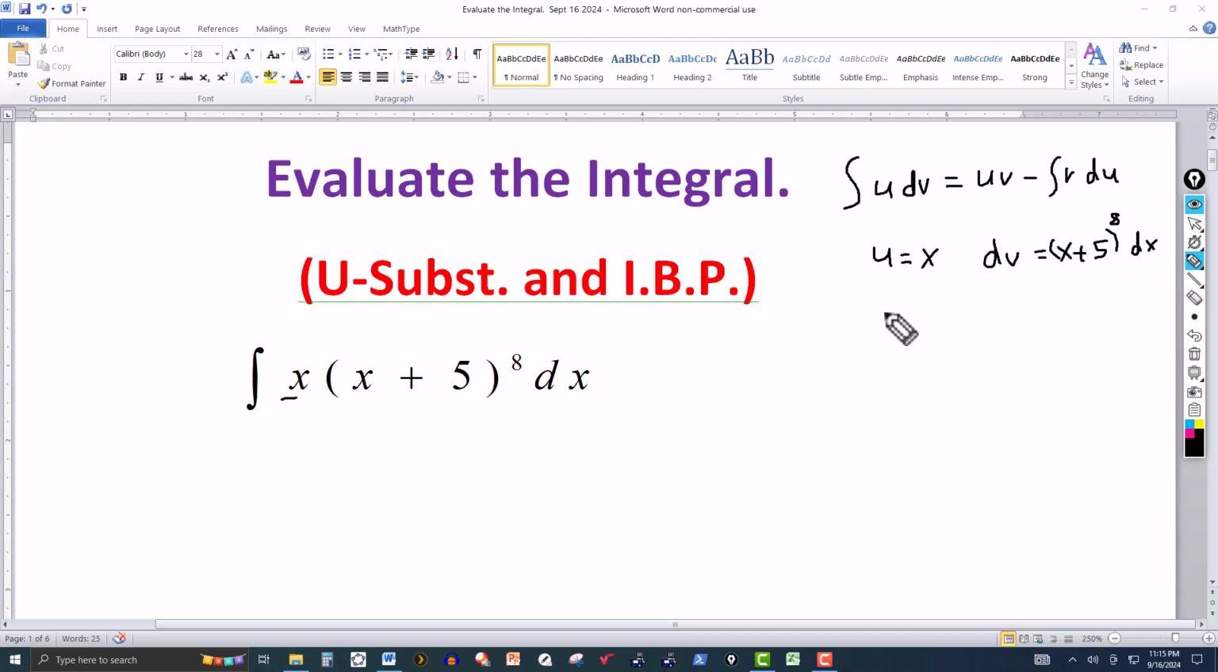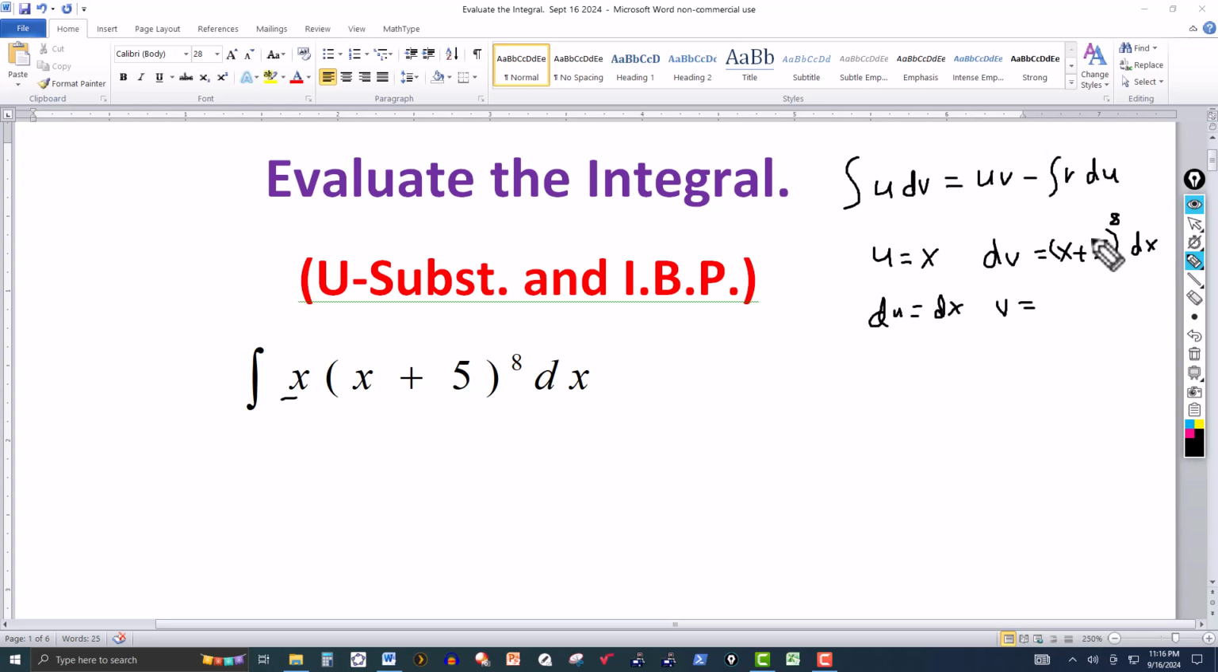So we're going to need a du. The derivative of x is 1, so du equals dx. And then for this one I want dv, so I want to integrate this one. The integral of dv with respect to v will be v here.